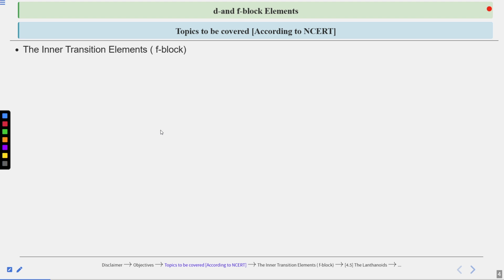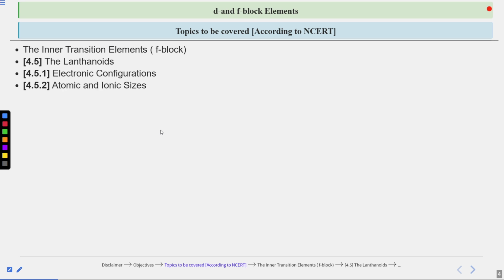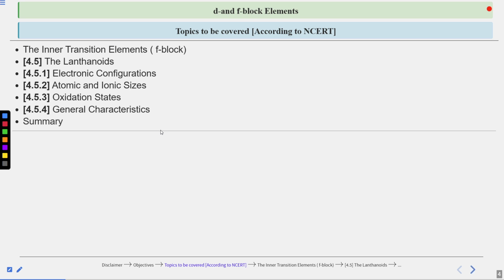So the topics that we have to cover today, according to the NCERT, are: the first is the inner transition elements. That means today we are going to talk about the F block elements. Section 4.5, that is the lanthanoids. Subsection 4.5.1, electronic configurations. Subsection 4.5.2, atomic and ionic sizes. Subsection 4.5.3, oxidation states. Subsection 4.5.4, general characteristics. And then we will conclude with the summary.